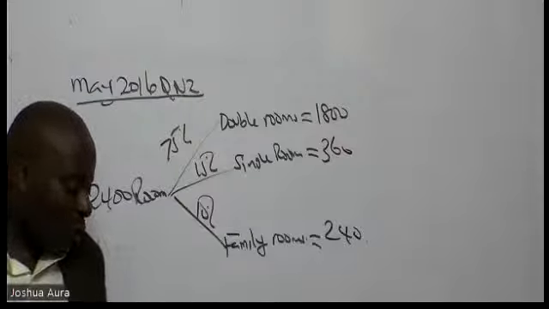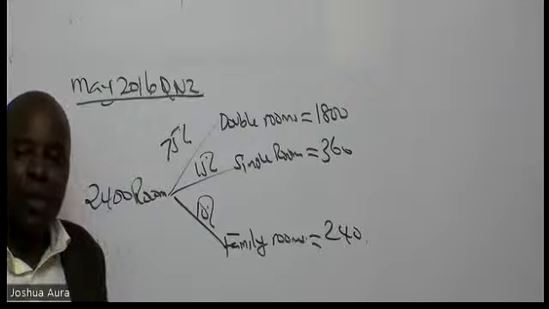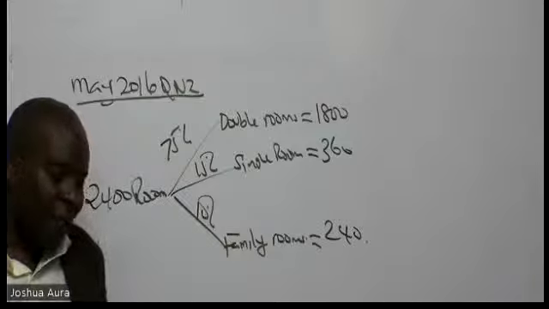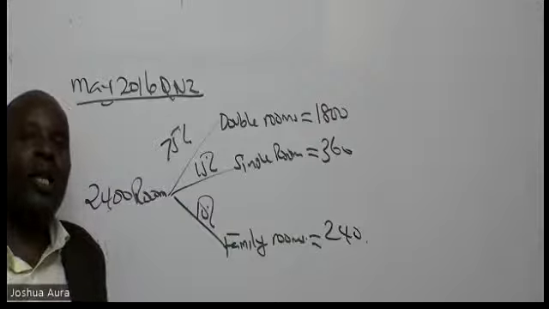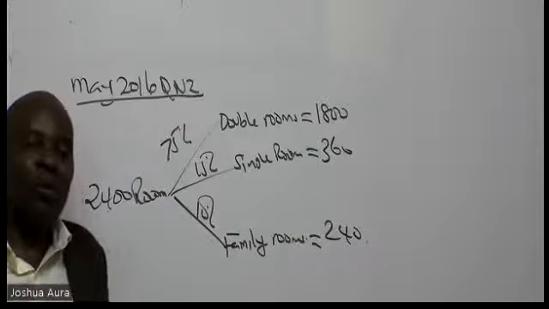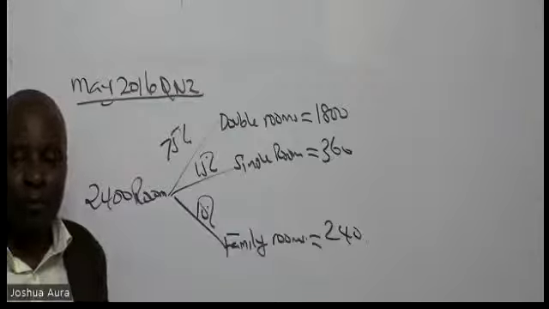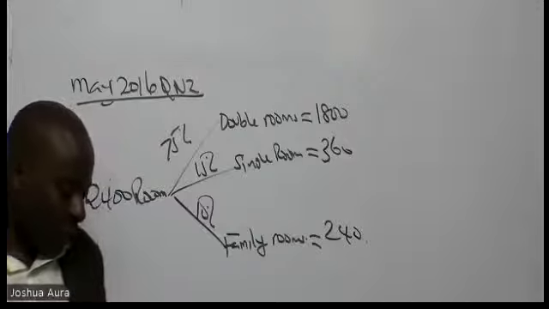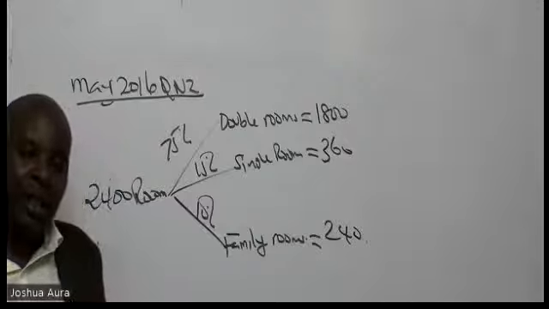Number of guests per room. Double rooms, 2. Single rooms, you cannot sleep with somebody there. Single rooms, 1. Family rooms, 4 people. Note, when occupied, all rooms will contain the number of guests as above. So you can't come and tell us, you know what, I'm rich, I want a double room and sleep there alone. No, for us, if it's a double room, you must sleep 2 of you there. Great. So you're told there, variable cost per guest per night, 1,000.